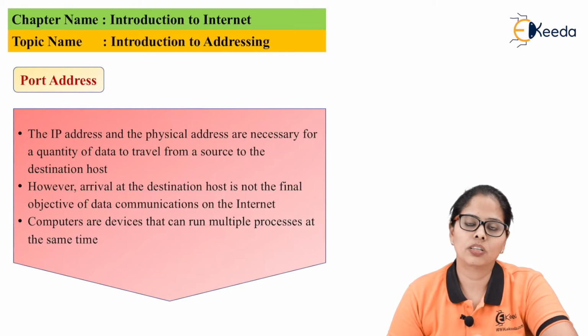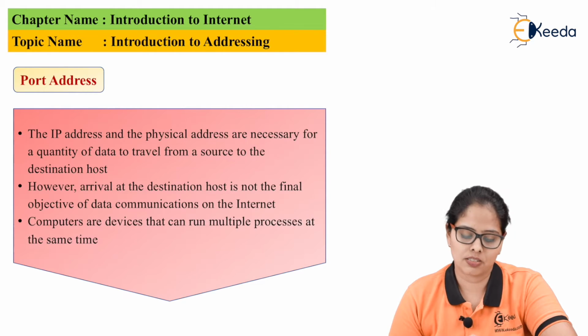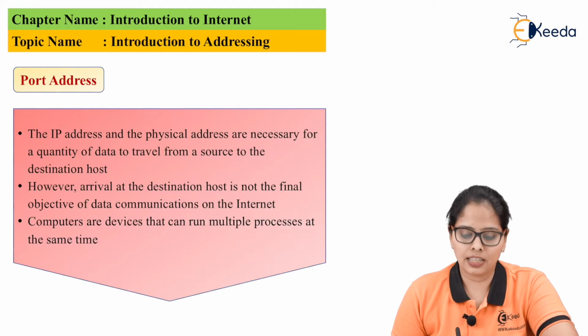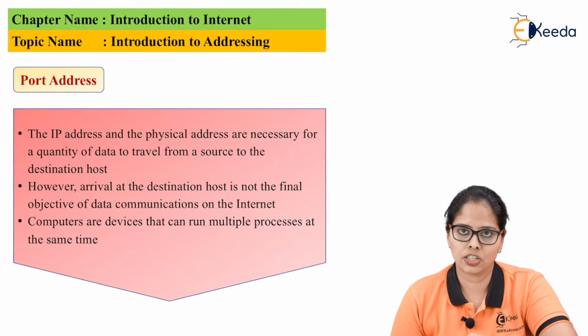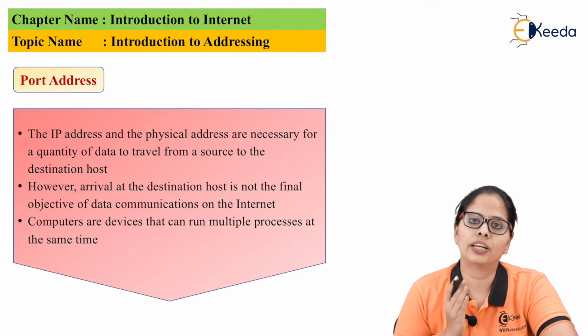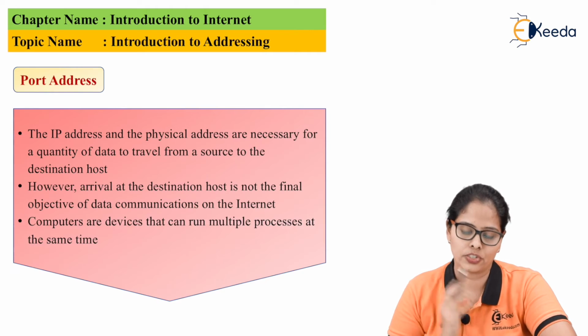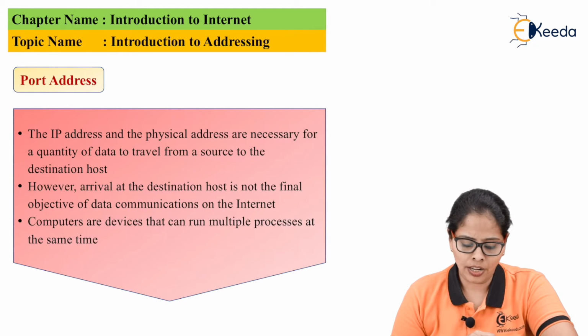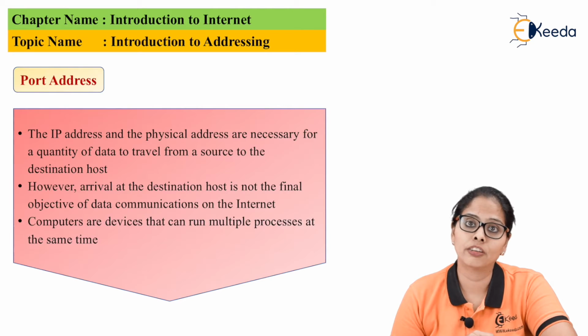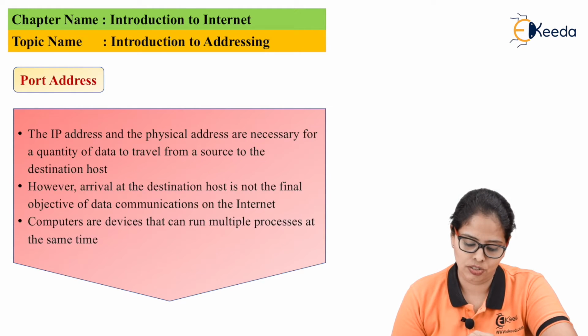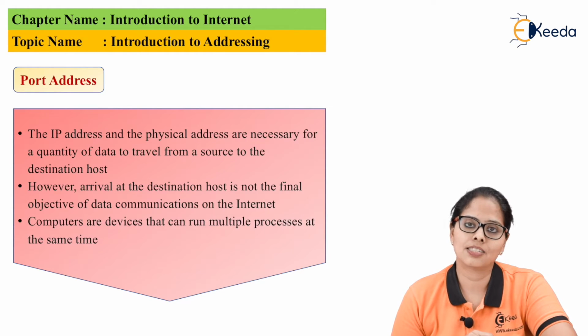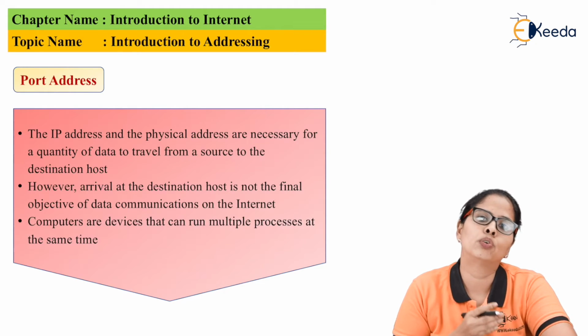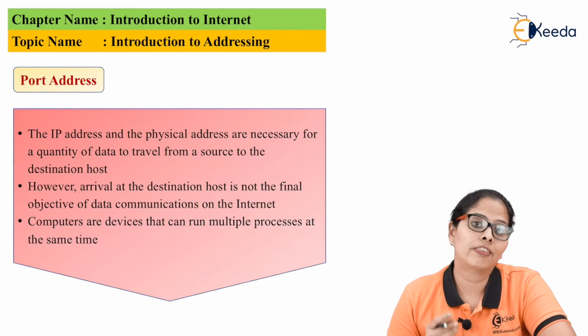Now let us discuss the next type of addressing, that is the port address. The IP address and the physical address are necessary for a quantity of data to travel from source to destination. So with the help of the IP address, your data will reach from source to destination. However, arrival at the destination host is not the final objective of data communication. Computers are devices that can run multiple processes at the same time. So our requirement is not only to get the packet from one computer to another computer. What is our final aim?